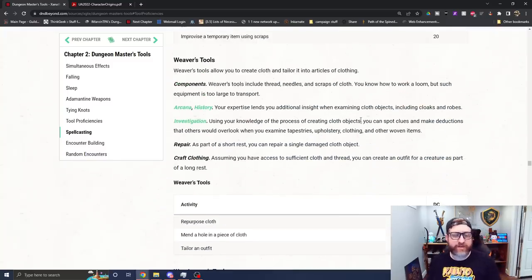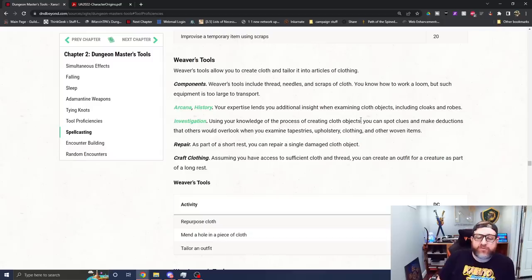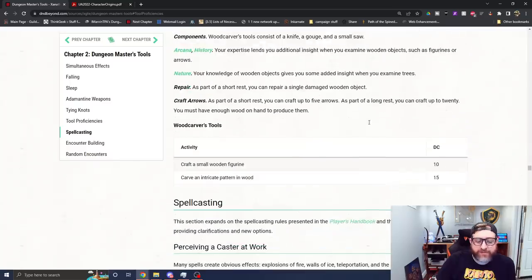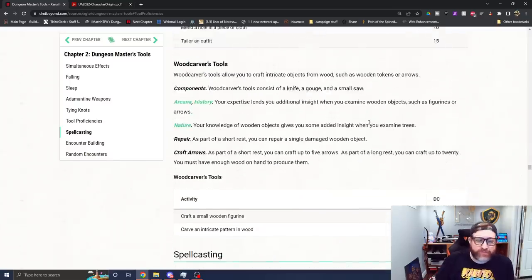Weaver's tools, arcana and history. Your expertise lends you additional insight when examining cloth objects, including cloaks and robes. And investigation, using your knowledge of this process of creating cloth objects, you can spot clues and make deductions that others would overlook when you examine tapestries, upholstery, clothing, and other woven items. And then the last one here is woodcarver's tools, arcana and history. Your expertise lends you additional insight when you examine wooden objects such as figurines or arrows. And nature, your knowledge of wooden objects gives you some added insight when you examine trees.